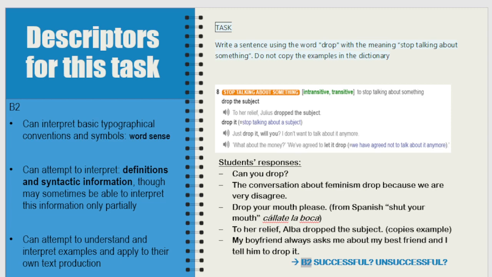And here you have some of my students' responses, so that you can see how this worked with my students. So one of them wrote the sentence, "Can you drop?"